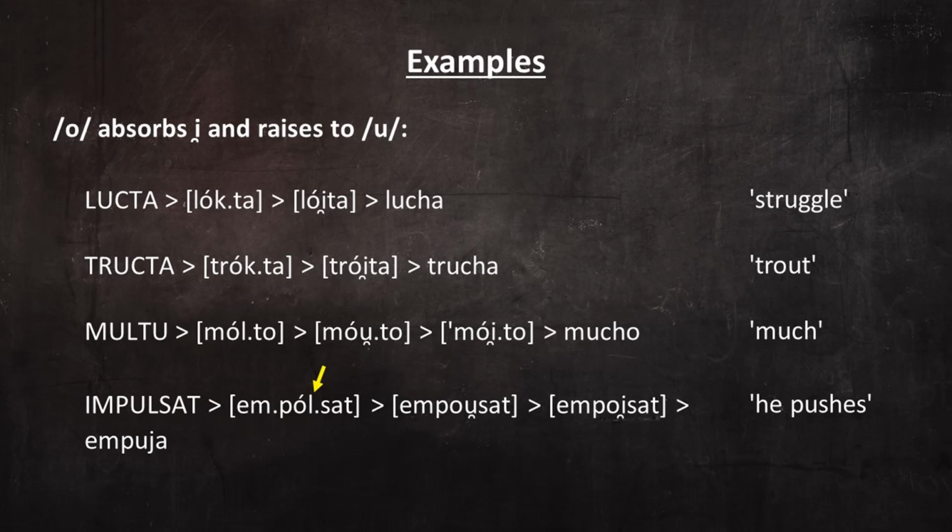And in this example, ul vocalizes to U and then fronts to I. And then O absorbs I and raises to U. So, empolsat becomes empousat, and then empoisat, and eventually empuja.